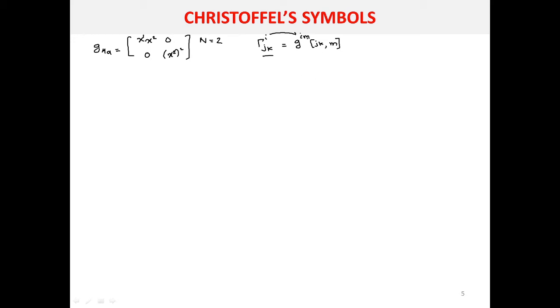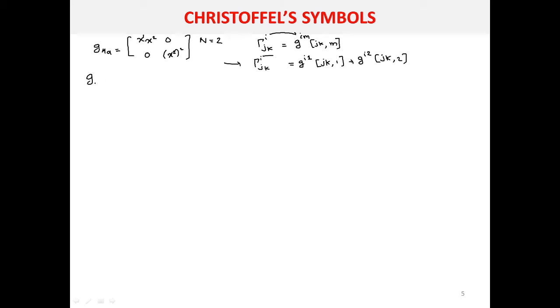Here on the right hand side, m is the dummy index, so it can take values from 1 to 2 since the dimension is 2. So you can write it as g^i1 first, giving the value 1, then it will be [jk, 1]. Then you can give the value 2, then it will be g^i2 into [jk, 2]. Okay, so this is the value of gamma ijk in this particular case. So you have to calculate g^i1, g^i2 like that.